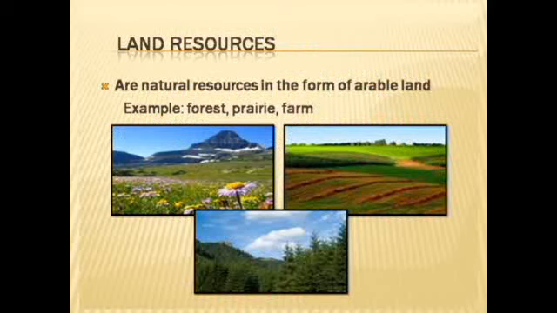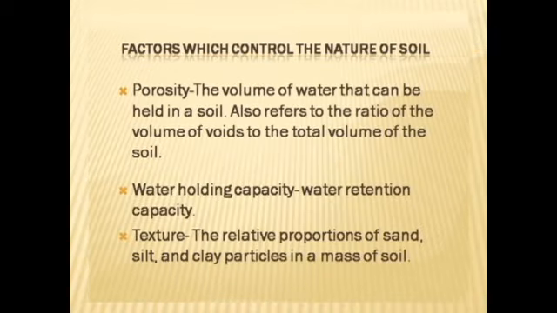Land resources. Our natural resources in the forms of arable land, for example, forest, prairie, farm. We have pictures of each one. Factors which control the nature of soil. Porosity, the volume of water that can be held in a soil, also refers to the ratio of volume of voids to the total volume of soil.